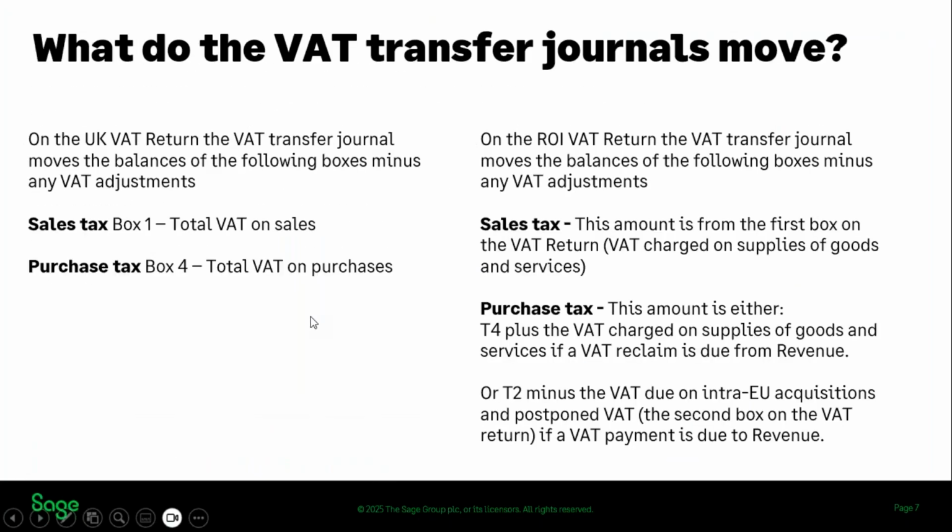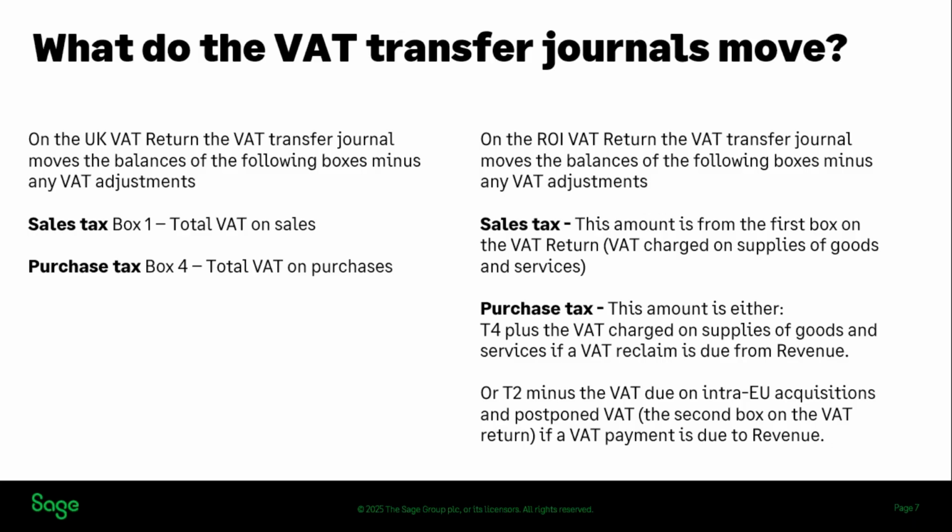So what do these VAT transfer journals do? This is where it is slightly different in the UK and in Ireland. In the UK, for sales tax, it will move the total VAT on sales from box 1, and for the purchase tax, which is box 4, the total VAT on purchases.